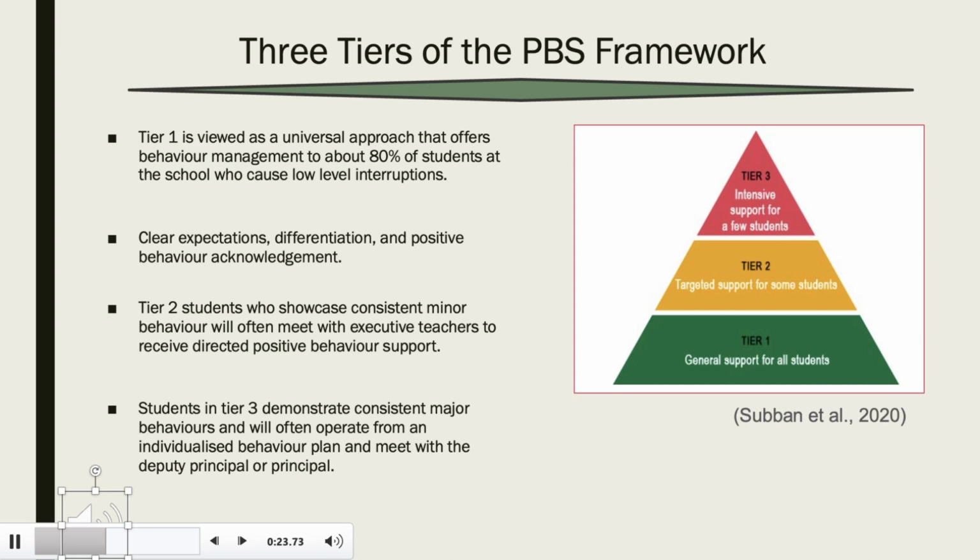Students who consistently dismiss Tier 1 behavioural interventions are taken to Tier 2, which makes up about 15% of the school population. Within the Tier 2 level, students who showcase consistent minor behaviour will often meet with executive teachers to receive directed positive behaviour support. Students in Tier 3 who demonstrate consistent major behaviours will often operate off an individualised behaviour plan and meet with a deputy principal or principal. Tier 2 and 3 should both act as a scaffold for students and educators to set progress goals so that each student can eventually return to Tier 1 support.